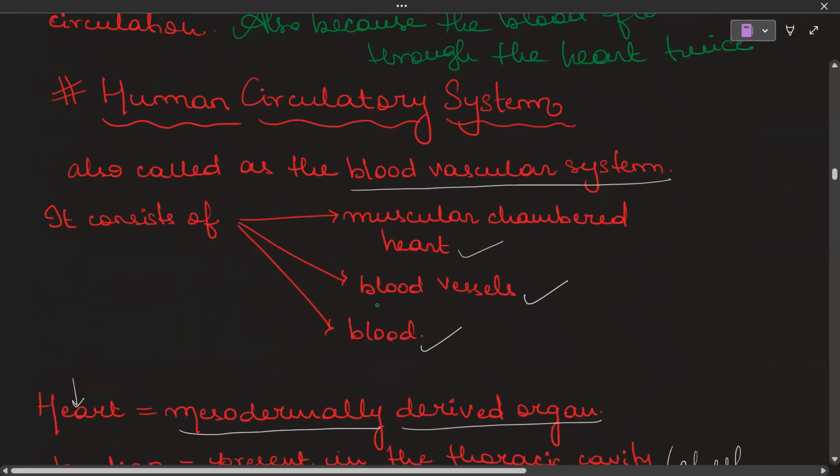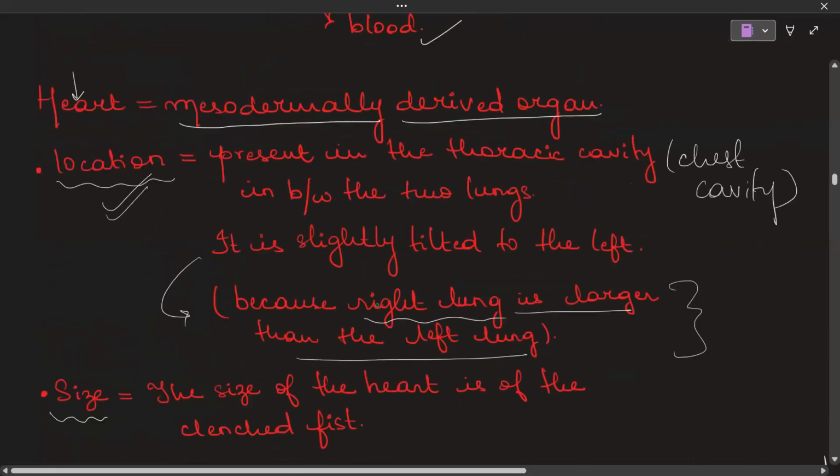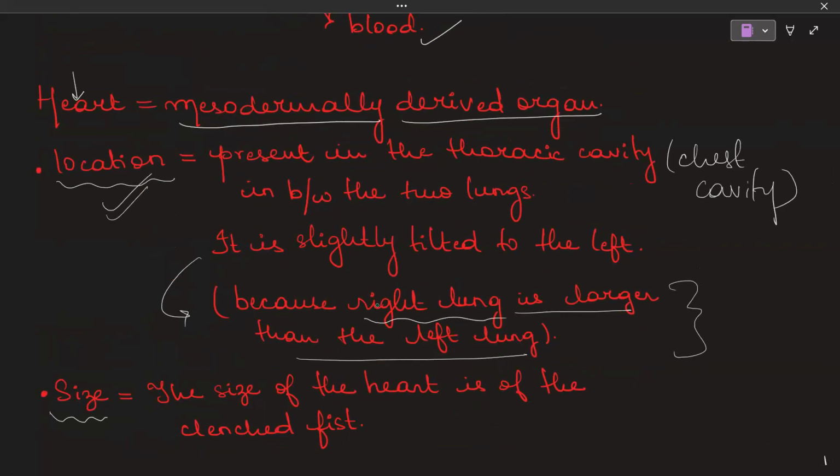All right. So let's talk about the human circulatory system. The human circulatory system has another name, that is the blood vascular system. It consists of a muscular chambered heart, blood vessels, and blood obviously. Now the heart that we humans have is a mesodermally derived organ. It is derived from the mesodermal layer.